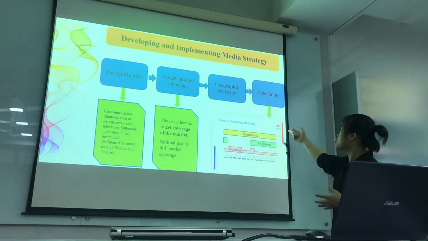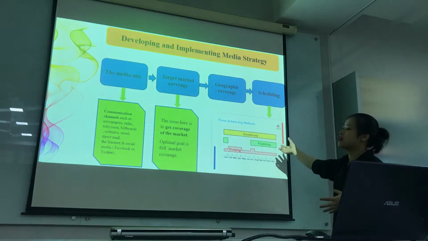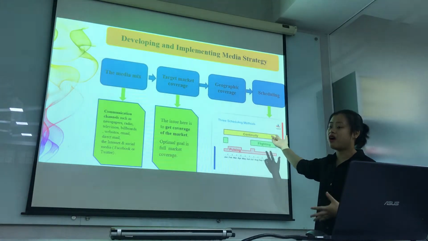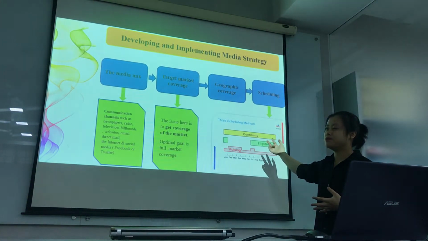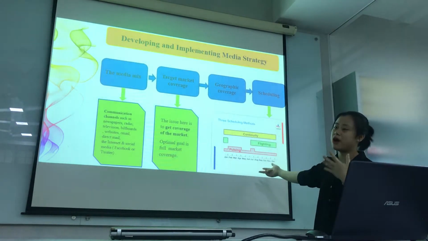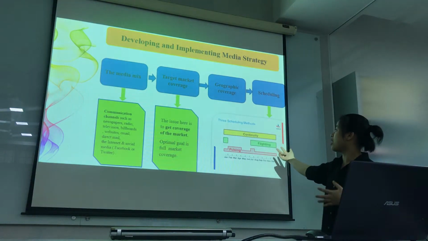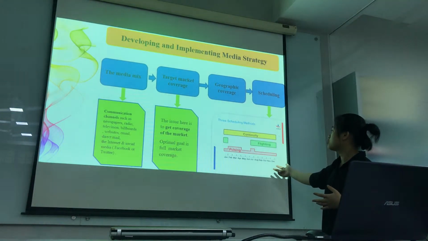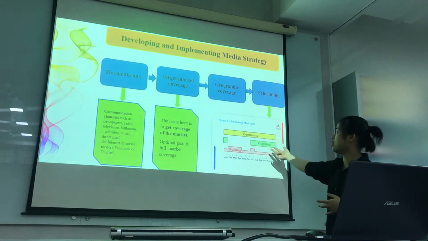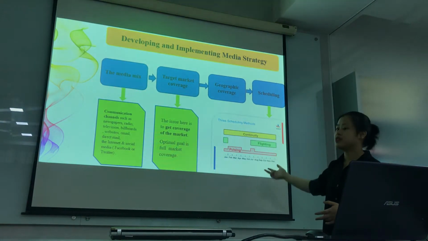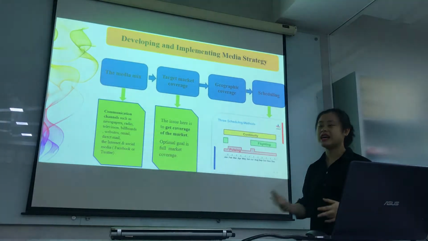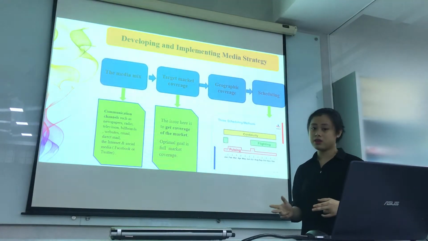The next is scheduling. Obviously, media marketers want their audience to always see the advertising all the time, to remind them about their brand. So there are three methods for how often they put their advertising. The first is continuity, which means a continuous pattern of advertising, like you put your advertising every day, every week, or every month.